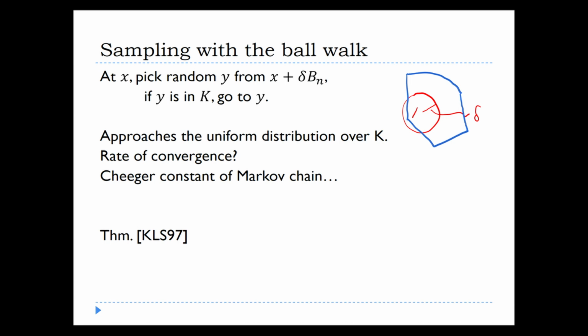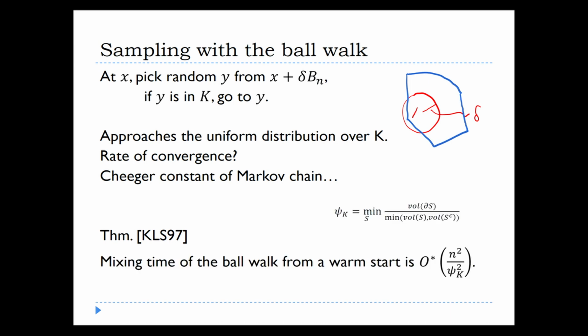And so one thing they proved in a companion paper is that the mixing time of this ball walk from a warm start, okay, that's important. You can't start at corners. You could get stuck right away. In one step, you might have exponentially small in the dimension probability of even making a proper step. But if you start warm, so your distribution is within some bounded distance of the uniform, then in n squared over the Cheeger constant squared number of steps, you will generate a new random point, an essentially independent random point.